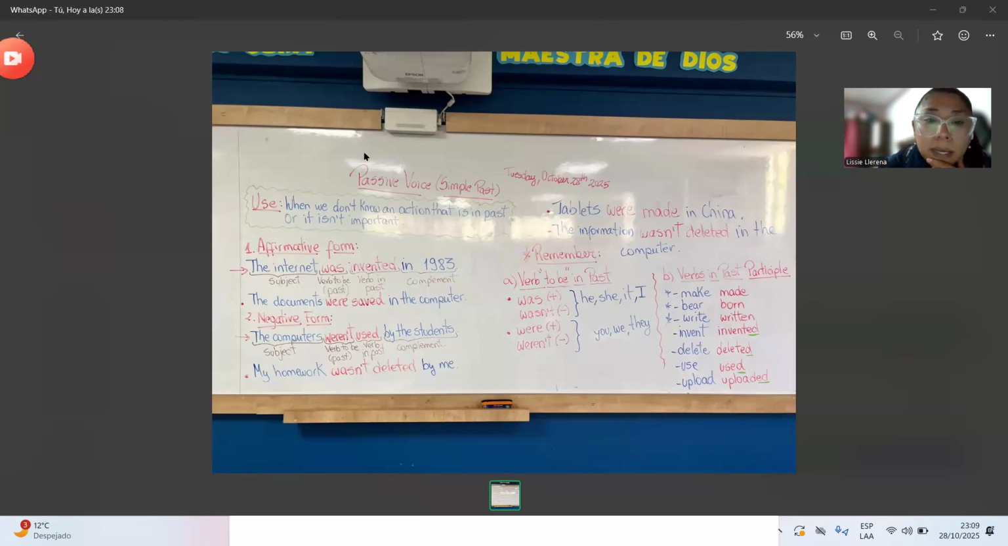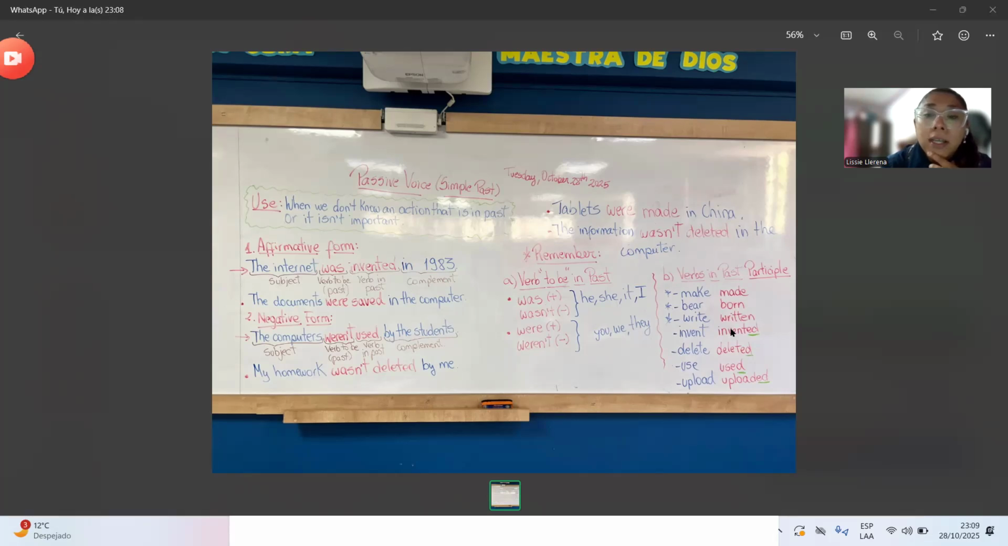So this is how I explain the passive voice, simple past. First, I mentioned what is the use of the passive voice. We talk about it a little bit. We share some ideas with the students. Then the affirmative, the negative form, because this is what I was requested to do, not interrogative, but affirmative and negative. And then I show them what was the structure of the sentence, so they can see how it goes, how it comes, where it comes from.